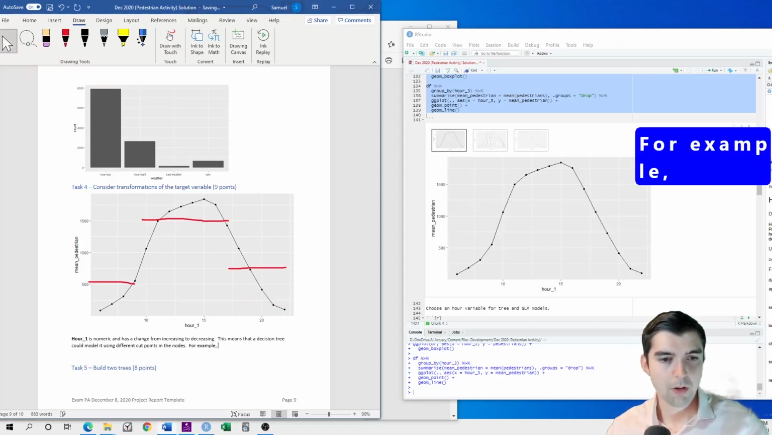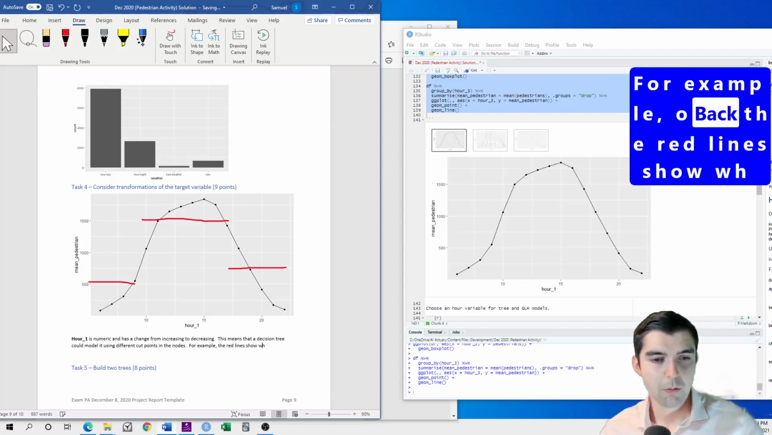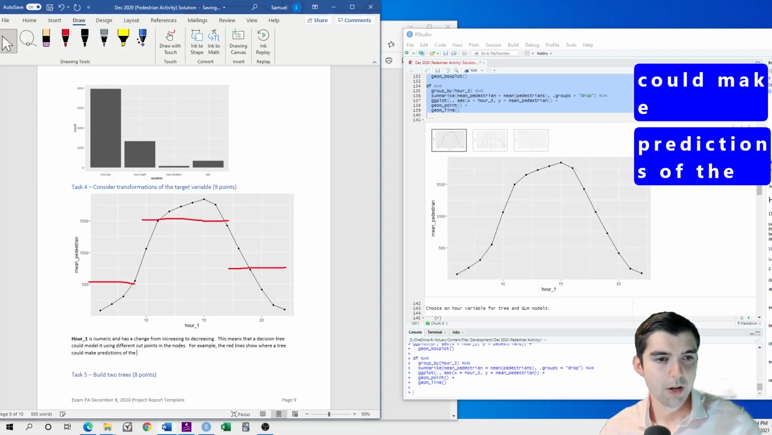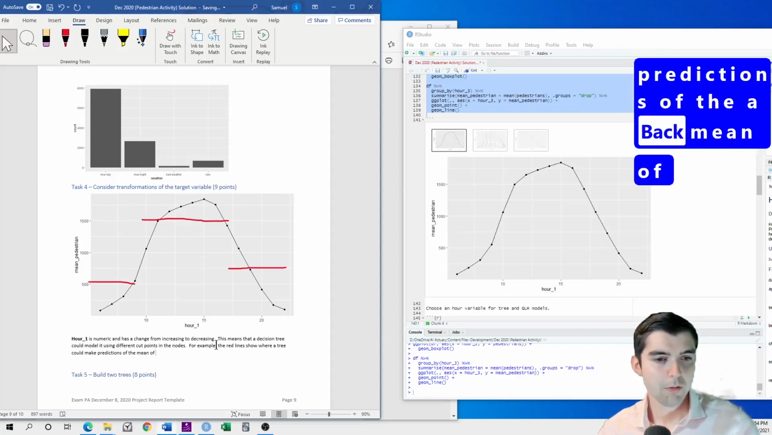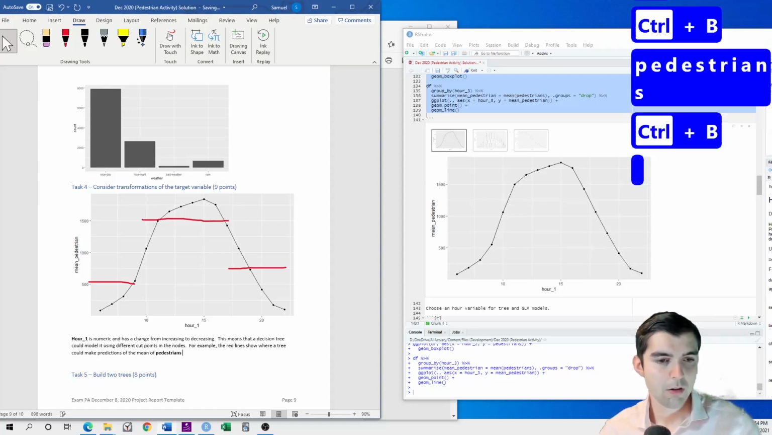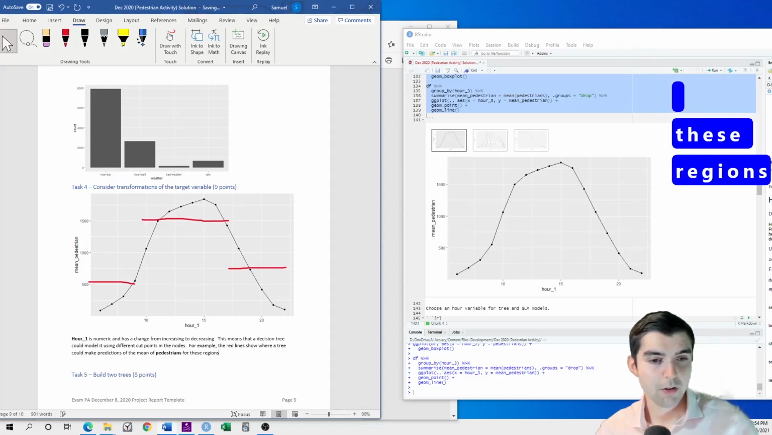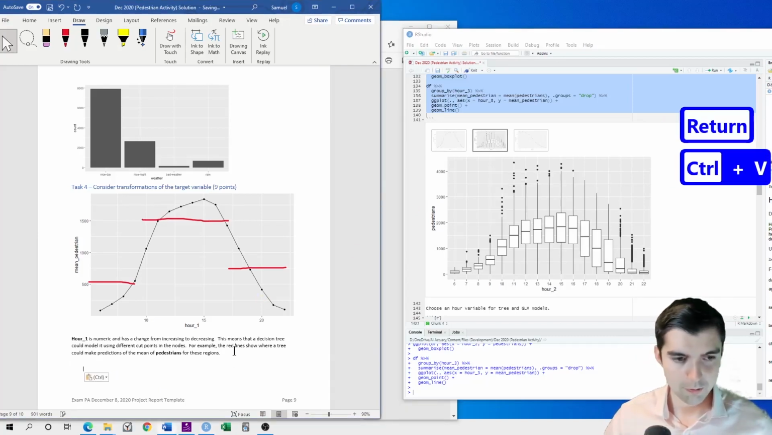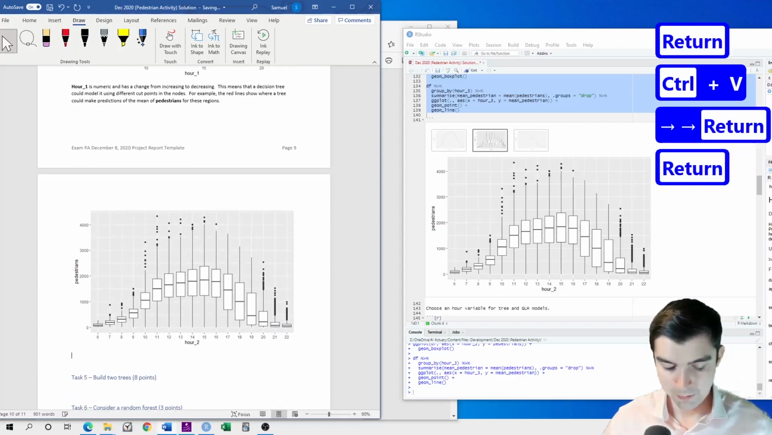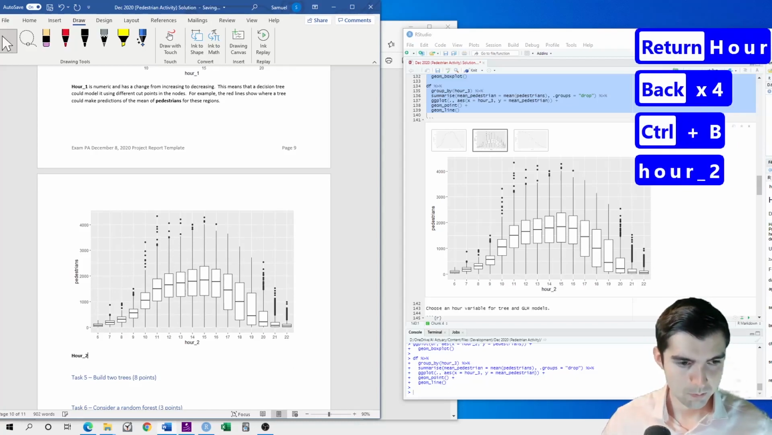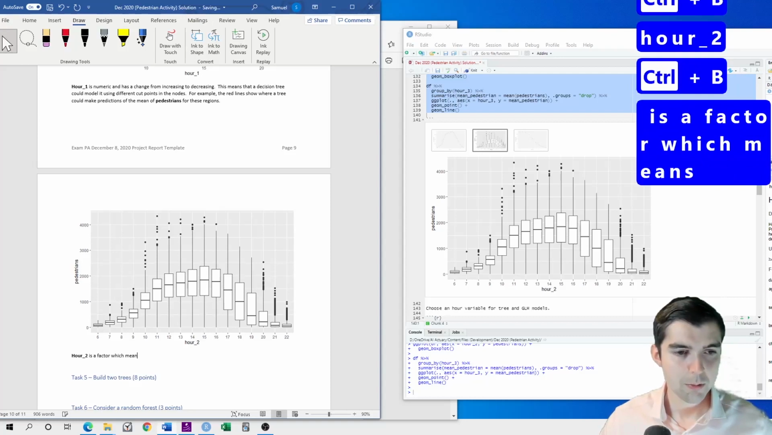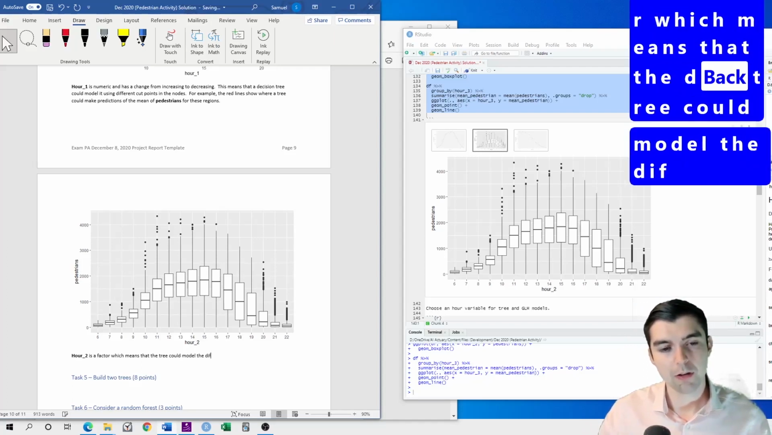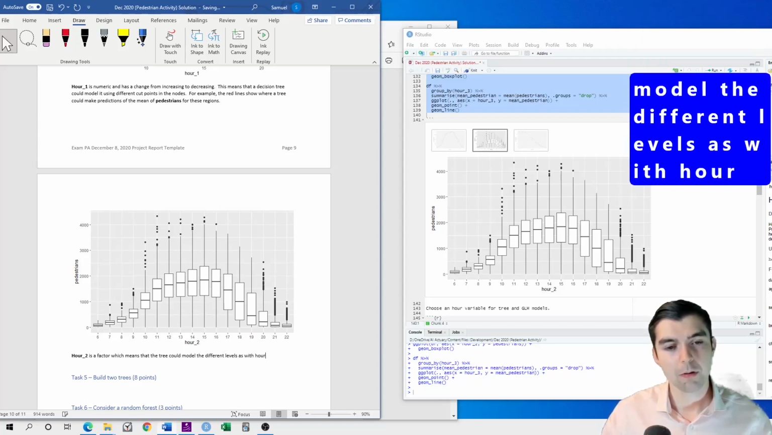For example, the red lines show where a tree could make predictions of the average, the mean, of pedestrians for these regions. And then here I can see that this is a factor, hour 2, which means that the tree could model these different levels as with hour 1.